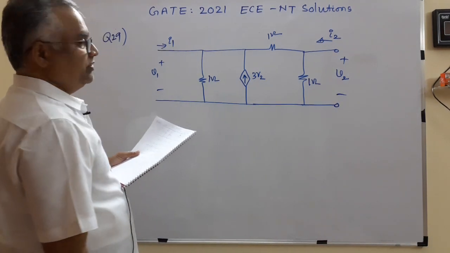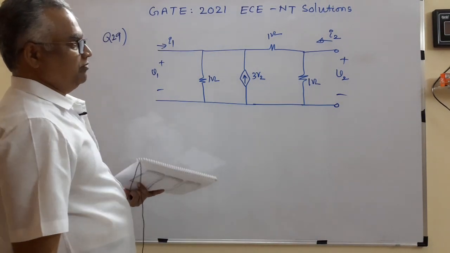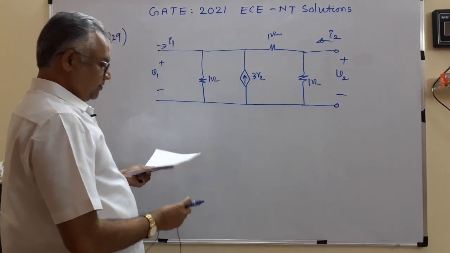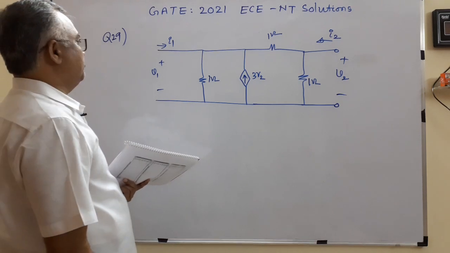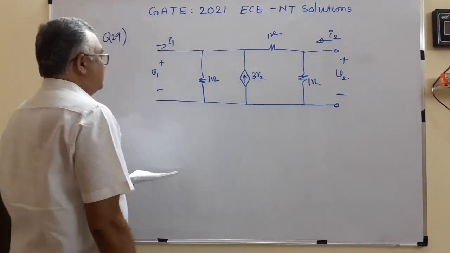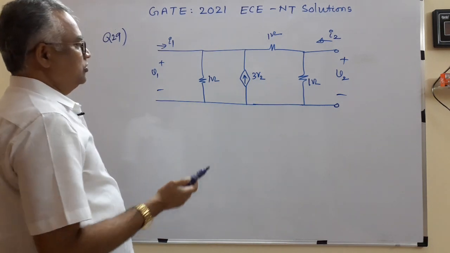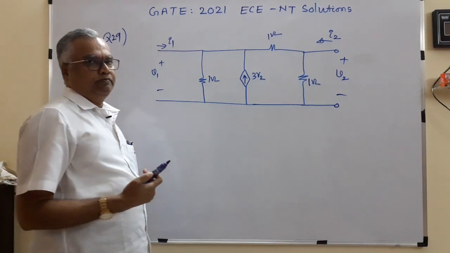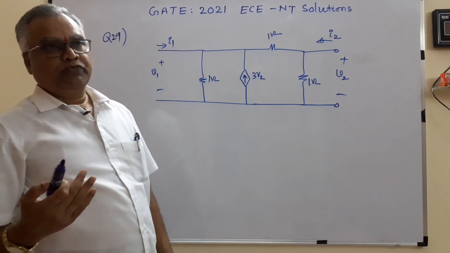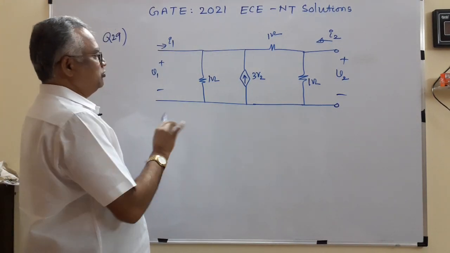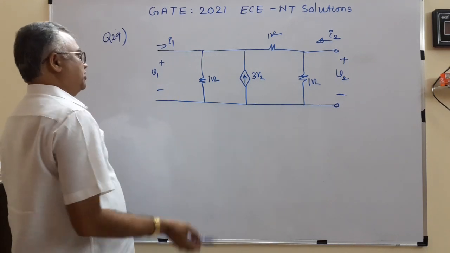So in this problem he is asking to find admittance parameters. Which are admittance parameters? Y parameters are admittance parameters. So here he is asking all four. Don't solve step by step. Better to solve by the shortcut method. Don't open or short the input or output port. Directly solve.